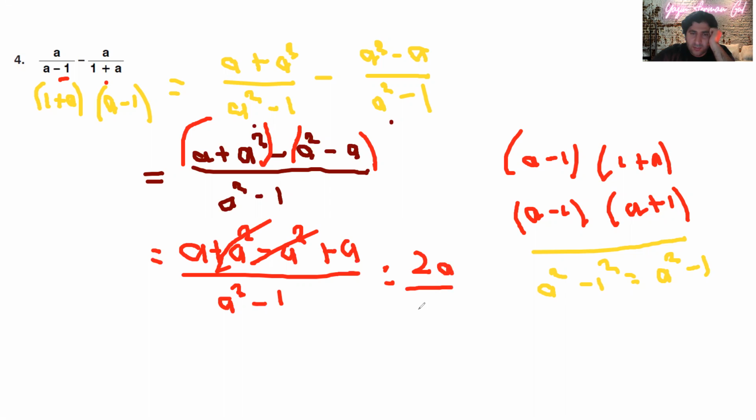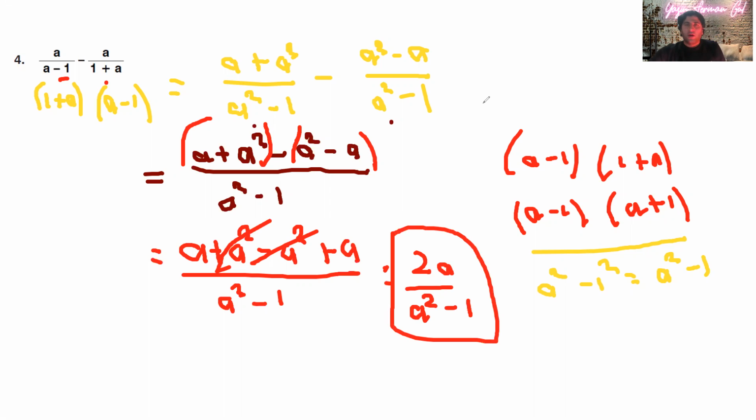2a over a squared minus 1, and that is going to be the answer. Okay, so now let's do question 5.